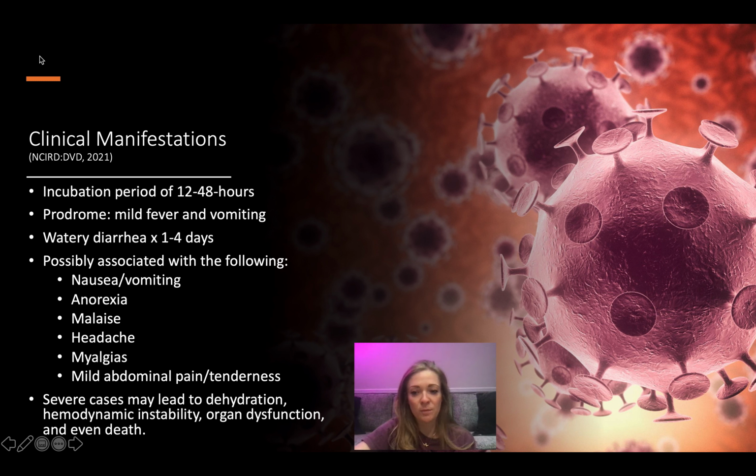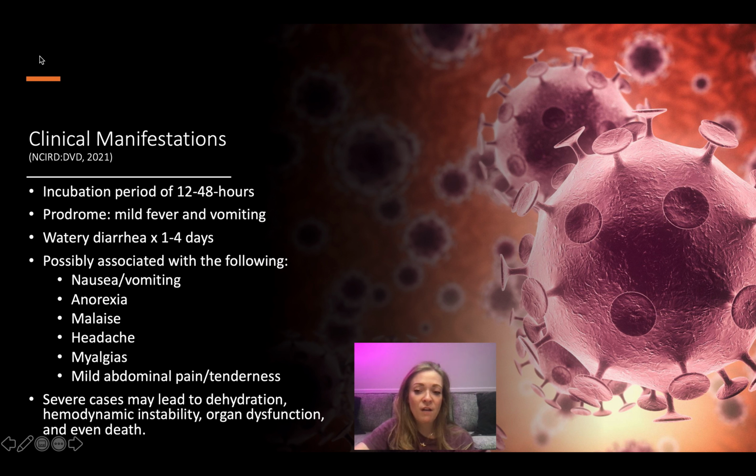A 12 to 24 hour incubation period for norovirus is often followed by a short prodrome consisting of low-grade fevers and vomiting. This vomiting has been hypothesized as being due to delayed gastric emptying as a result of abnormal gastric motor function. Those prodrome symptoms are often followed by watery diarrhea that may last 1 to 4 days, and that may additionally be associated with anorexia, malaise, headache, myalgias, mild abdominal pain, and/or generalized abdominal tenderness. Nausea and vomiting may persist, but normally resolve with the onset of diarrhea.